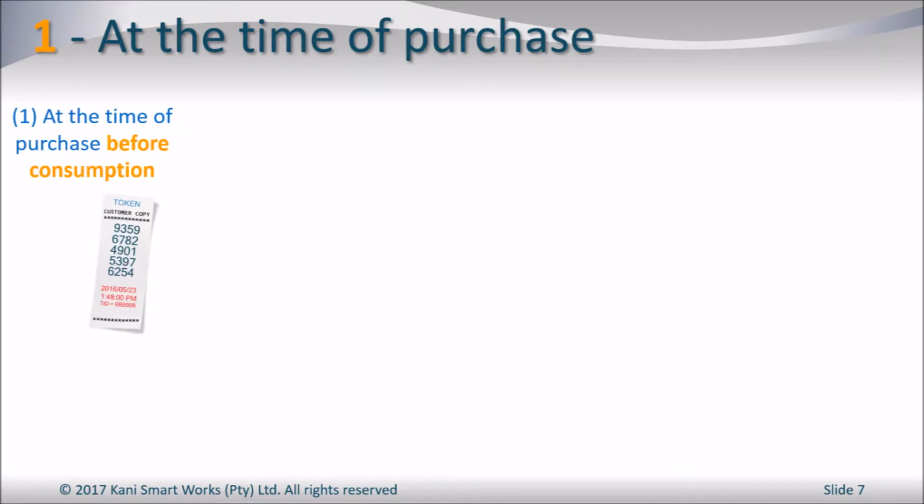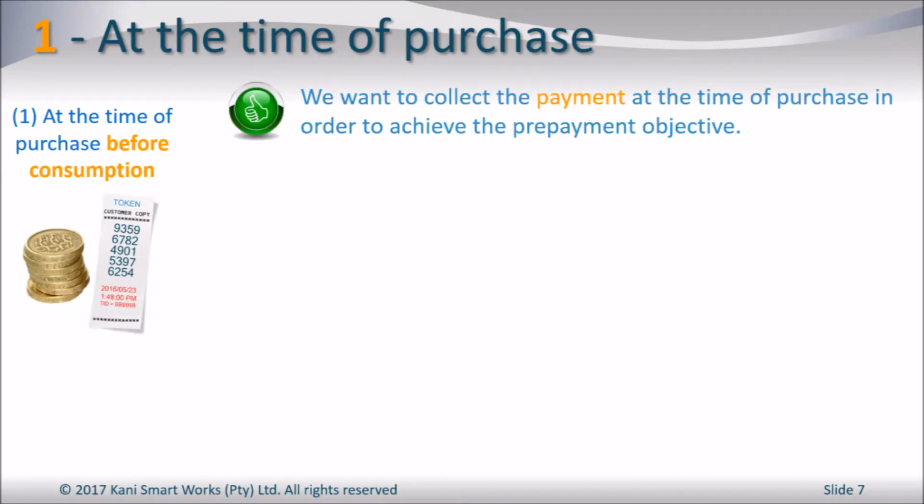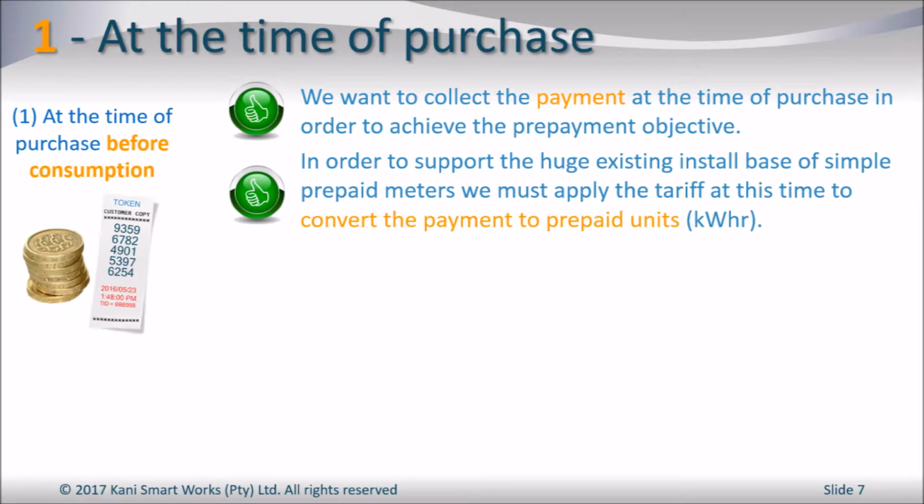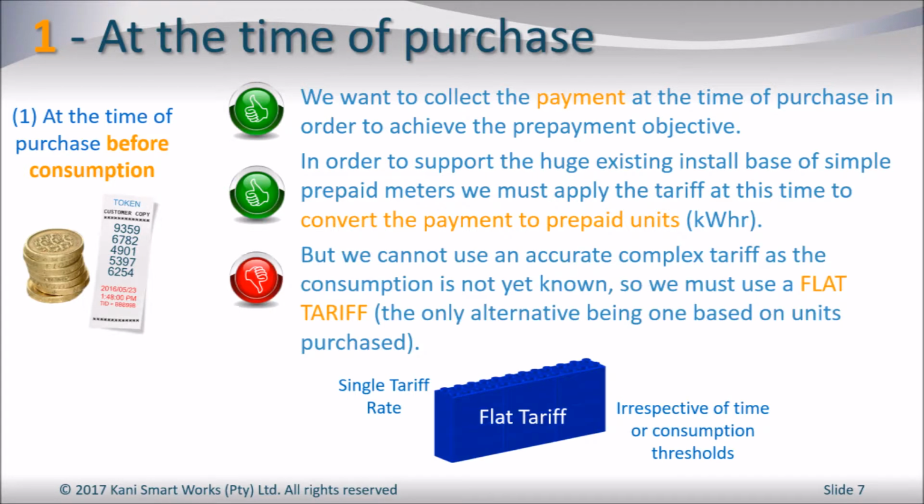So let's first look at the time of purchase at the vending point. We want to collect the payment at the time of purchase in order to achieve the prepayment objective. And in order to support the huge existing install base of simple prepaid meters out there, we must apply the tariff at this time to convert the payment to prepaid units, perhaps kilowatt hours. But we cannot use an accurate complex tariff as the consumption isn't yet known. So we must use a flat tariff, because if we use a complex tariff, the best we could do is to base it on units purchased and not on units consumed.